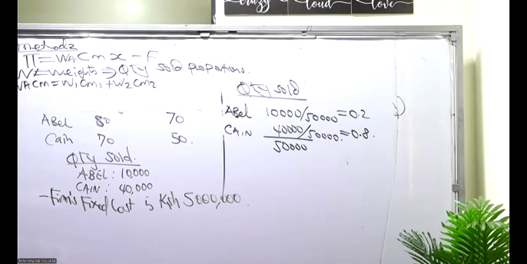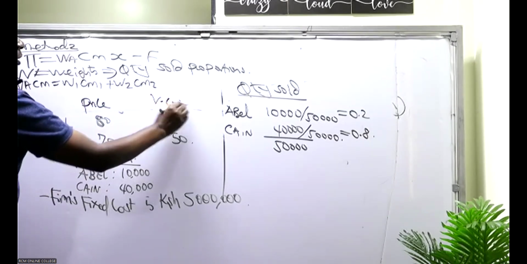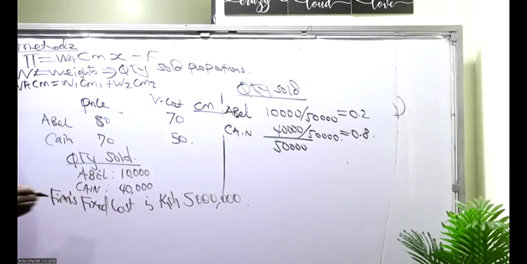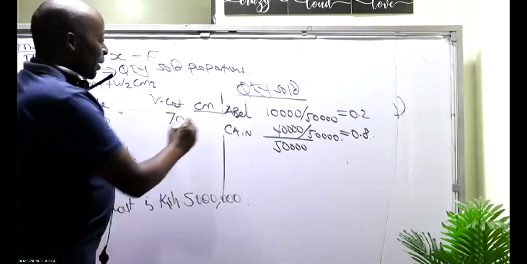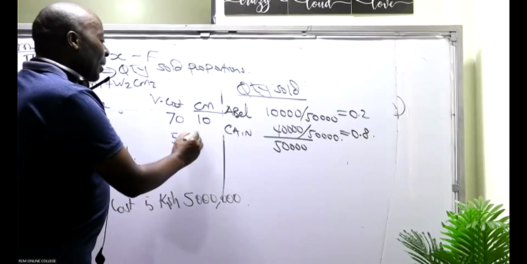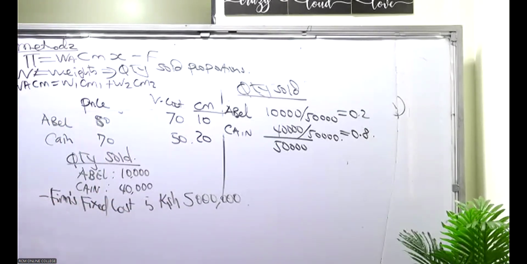Remember, this was our selling price, and this was our variable costs. Is there somebody who is able to give us the contribution margins? Yes. So this will be 80 minus 70, which gives us 10, and 70 minus 50. I hope they remember how to get CM. CM, contribution margin, is price minus variable cost.